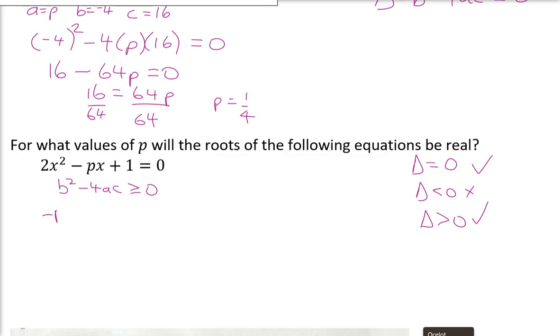Substitute in, so it's going to be negative p squared minus 4 lots of 2 lots of 1 greater than or equal to 0. What do we do now? So p squared minus 8 is less than or equal to 0. Okay? What does that mean? Plus 8 to both sides.